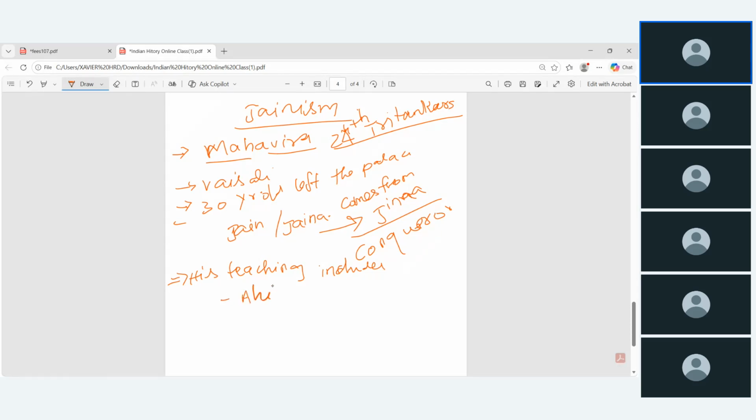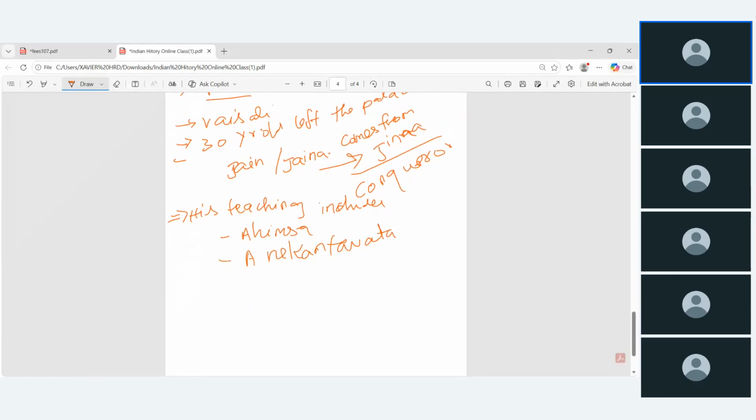His teaching also includes ahimsa, then anekantavada. It is a Sanskrit word. ஏக்னா ஒன்னு, அந்த்னா end, வாதா means discussion. Anekantavada means discussion in multiple directions and multiple factors. It talks about ஒரே பக்கம் போகாம different aspects-ல conclude பண்றது.